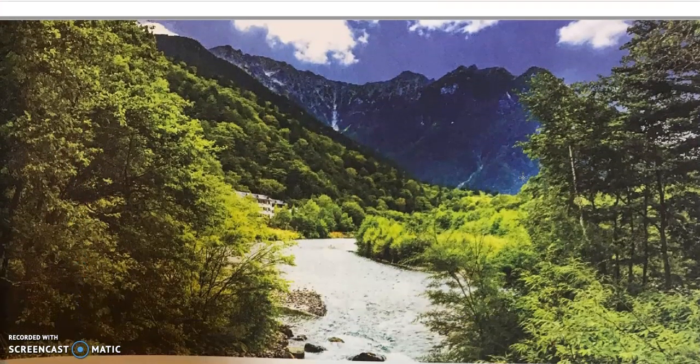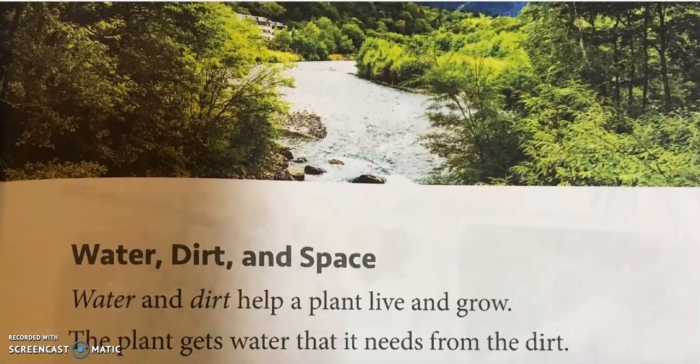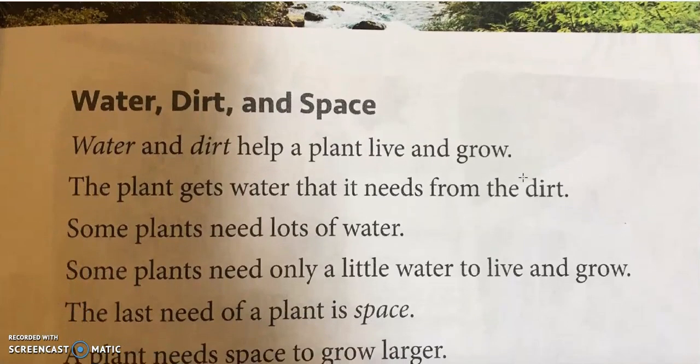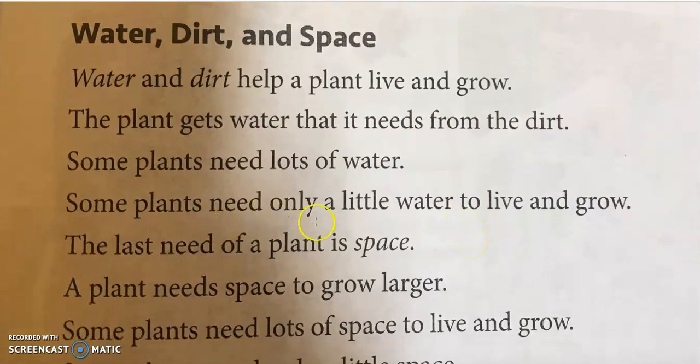Okay, moving on. Ooh, beautiful picture. More things that a plant needs. So water, dirt, space. Water and dirt help a plant live and grow. The plant gets water that it needs from the dirt. Water from the dirt. Some plants need lots of water. Some plants need only a little water to live and grow.